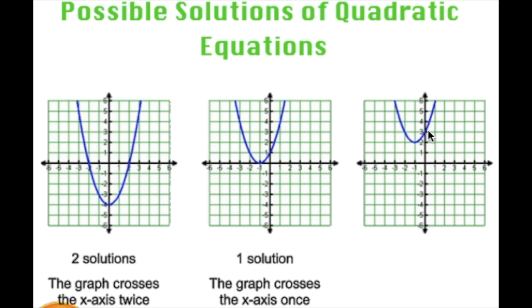And then here, on this third one, notice it doesn't cross the x-axis at all. So here we say there is no real solution. And I'll get into what that means in a later lesson. So for right now, we can just say no solution. But in reality, it's no real solution. And the graph will never cross the x-axis. Because again, the minimum is at 2, so it'll never go below 2. So it'll never actually hit the x-axis.